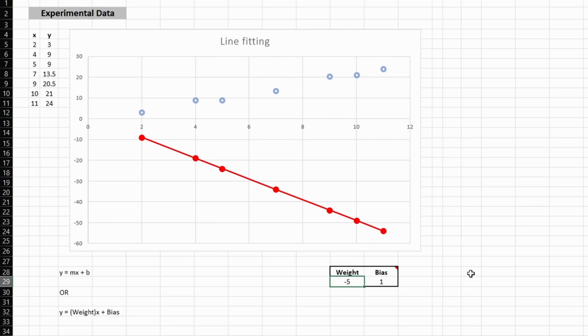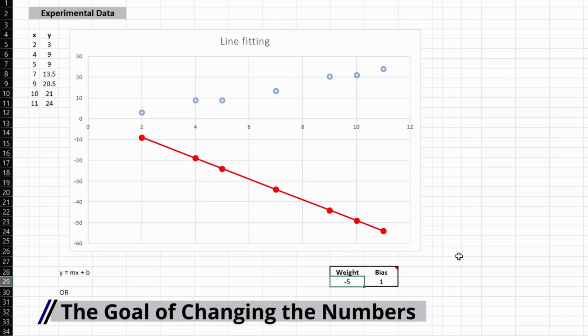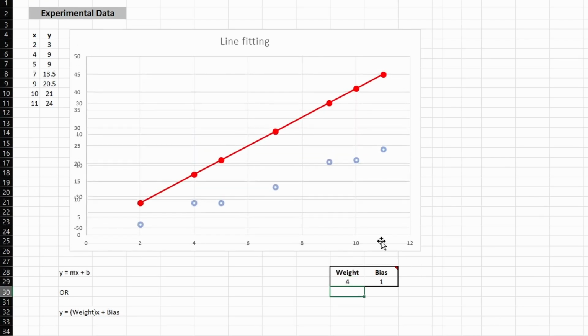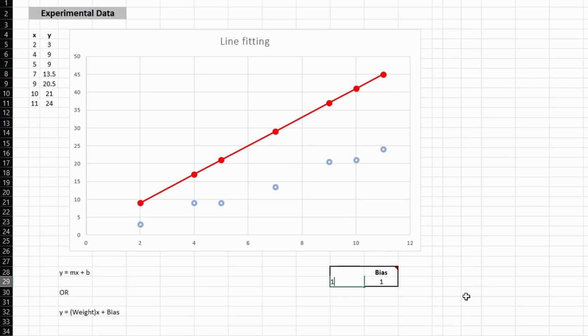Okay, so simple linear math. It's probably stuff that you're already familiar with. It's good to review. And you can play with these numbers. The goal of playing with these numbers is to fit a line that seems to match this trend, right? So you can play with it a bit more. What about 4? That seems closer, but it doesn't seem close enough. You could do better than that, right? So what if you try to make it 1?